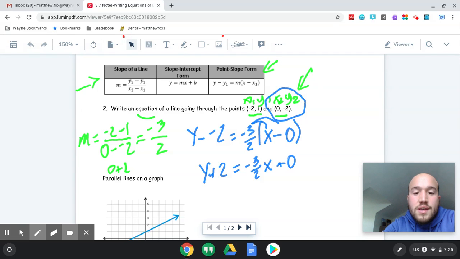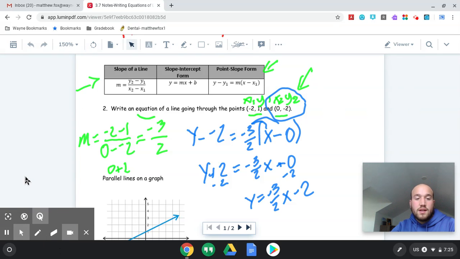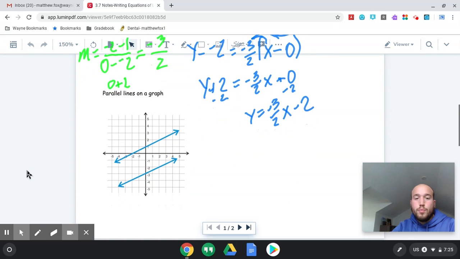Now we've got one final step. We need to subtract 2, and our final answer will be y equals negative 3 over 2x minus 2. So the reason we've been learning this, we've been talking about parallel lines and writing equations. Now, if we look here, we have two parallel lines.